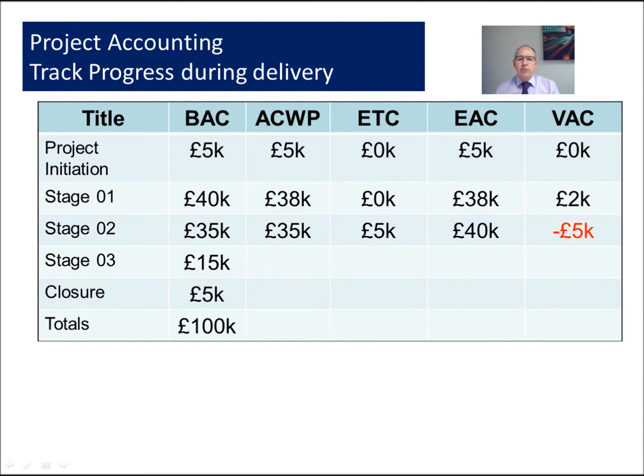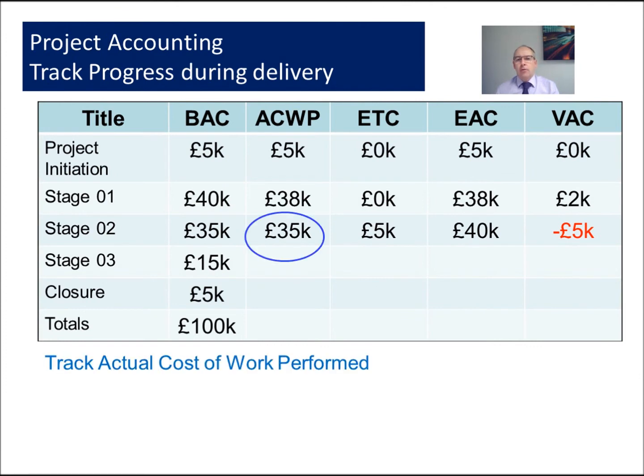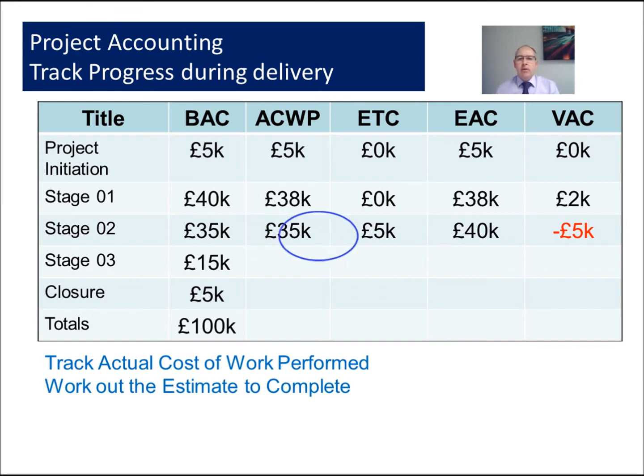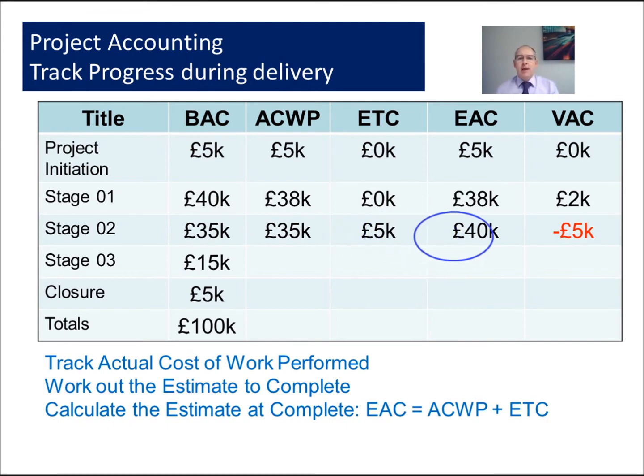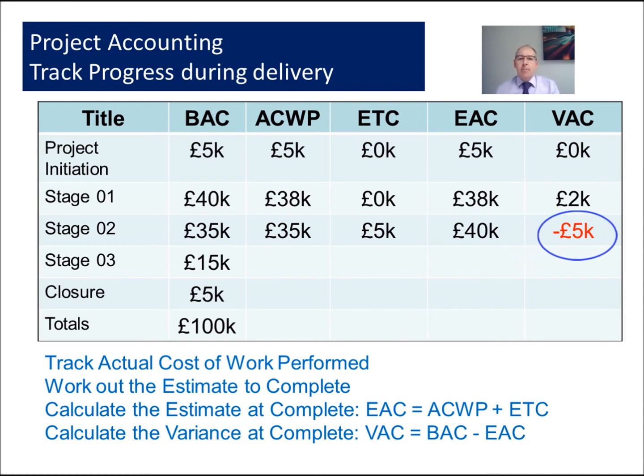During project delivery we need to track the actual cost of work performed, and as we're running the project we calculate our estimate to complete, and it's from these 2 values that we can then calculate the estimate at complete. And as you can see in the example, we spent all the budget at complete for that stage, and we still have an estimate to complete of £5,000 to give us an estimate at complete of £40,000. When we take this and compare it to our budget, we have a negative variance of £5,000. And perhaps this is caused by risk that's come into the project, and we need to use our risk budget to cover this overspend.